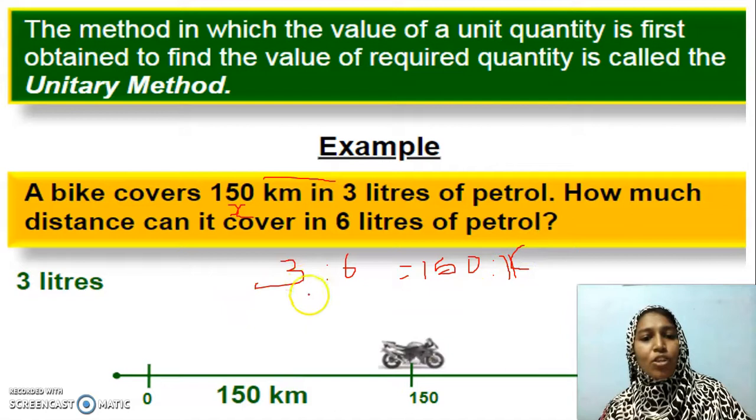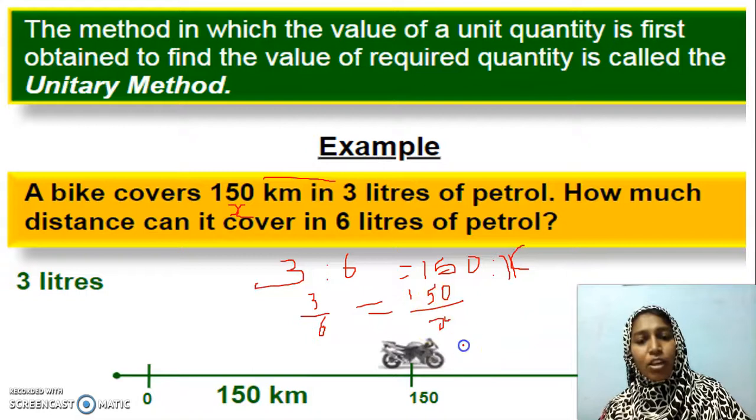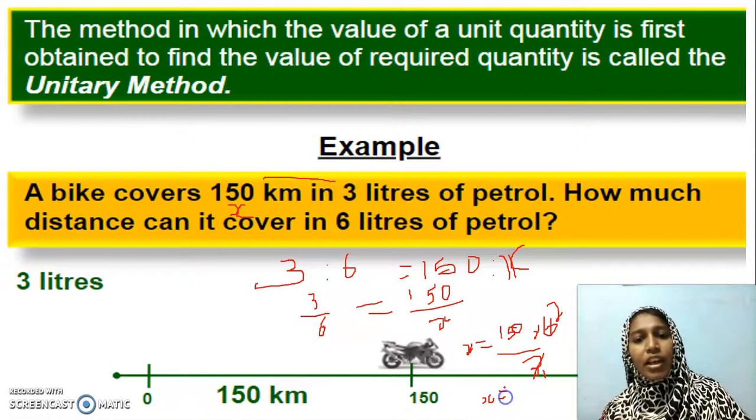Now as usual you will write 3 by 6 equals 150 by x. Simplify and get the answer. So you will have x is equal to 150 into 6 divided by 3. If you cross multiply as I explained earlier, you will get the same. 3 1s are 3, 3 2s are 6. 2 150s are 300. So x is equal to 300 kilometers. So in 6 liters it will travel 300 kilometers.